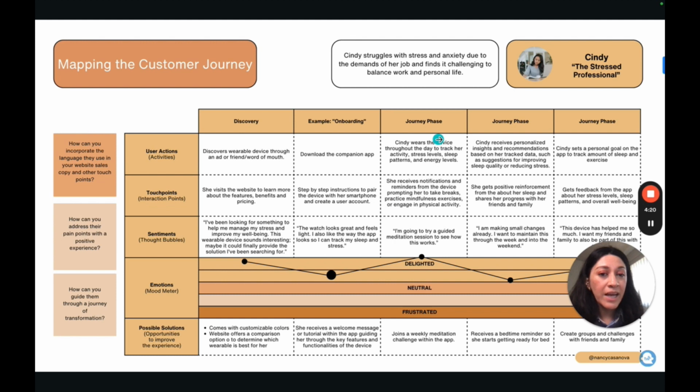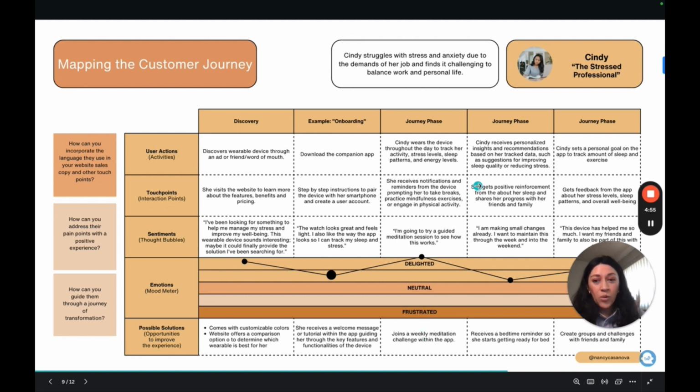So now continuing on with the journey, Cindy wears the device throughout the day. She tracks her activity, her stress levels. So now as a touch point, she receives notifications. These notifications are prompting her to take breaks, practice mindfulness exercises. And she's like, you know what? I'm going to try to take a meditation session to see how this works. Okay, let me give it a try. And then after that, there could be a possible additional touch point where it's like, hey, you did some meditation. Do you want to join this meditation challenge within the app?